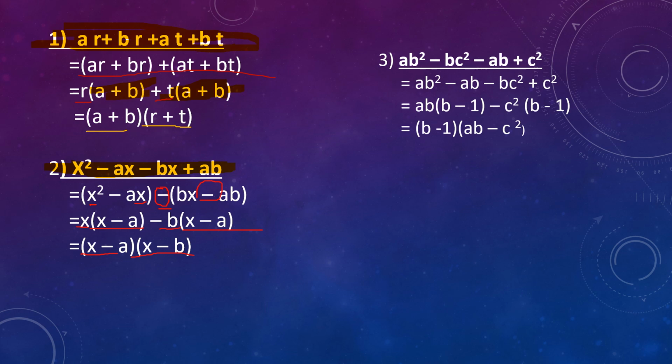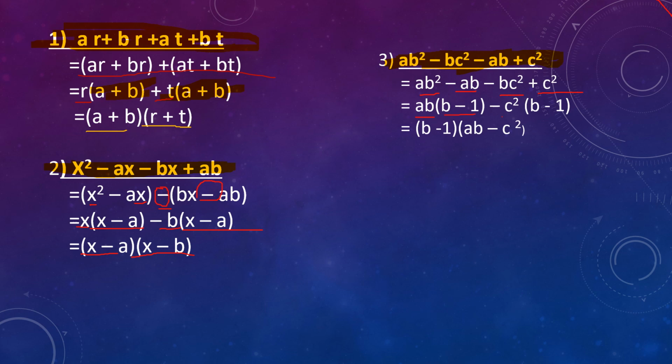Third question, AB square minus BC square minus AB plus C square. Fine. Here you need to group the term. AB square, bring down minus AB next to it. Then shift minus BC square plus C square. You cannot straight away put bracket. So then coming to the next term, from first two terms you can take AB common. Within bracket you are left with B minus 1.